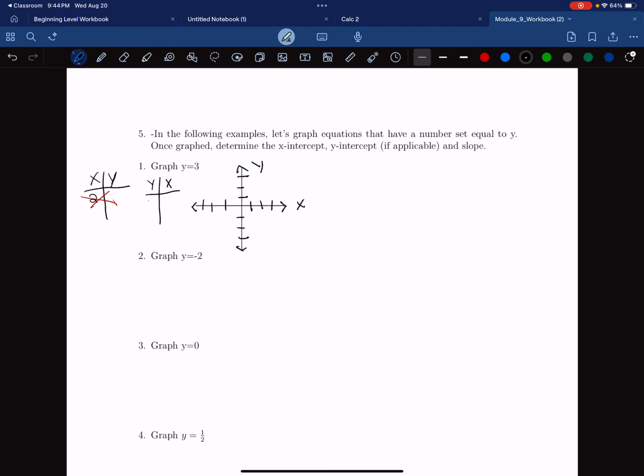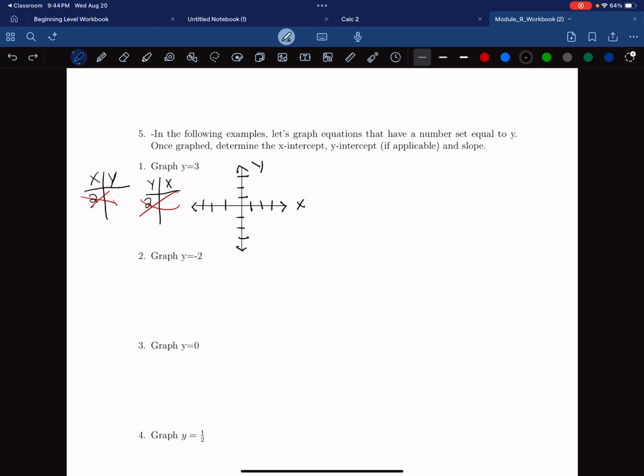So let's start off with the y value equal to 2. Well, let's plug in 2 for y. Does y equal 2? Or does 2 equal 3? It does not. So this is out of the question.